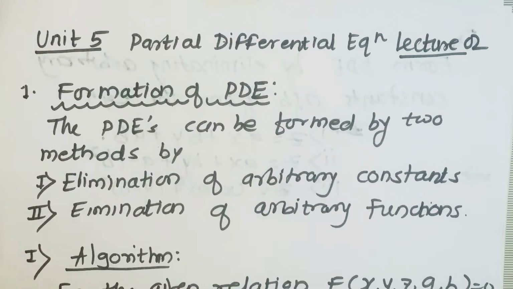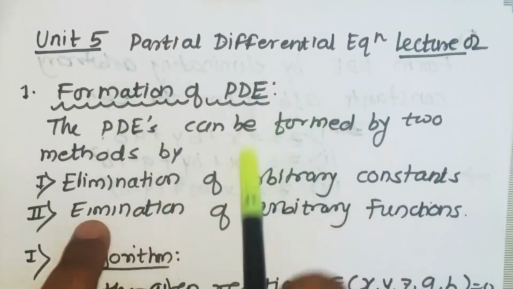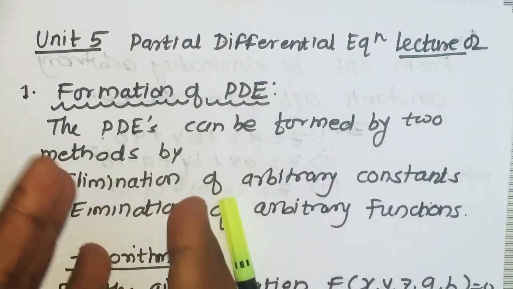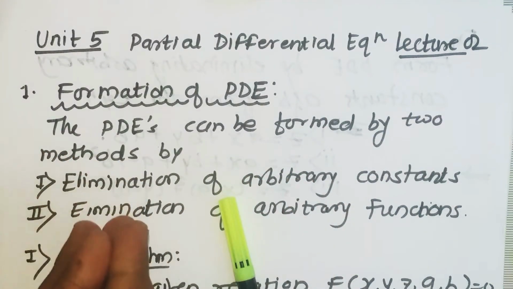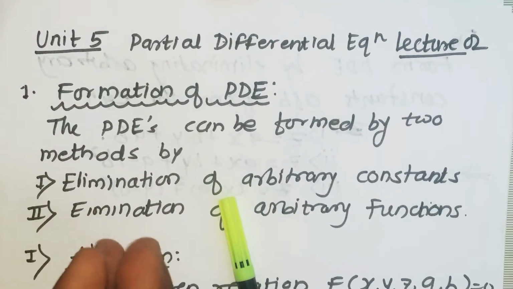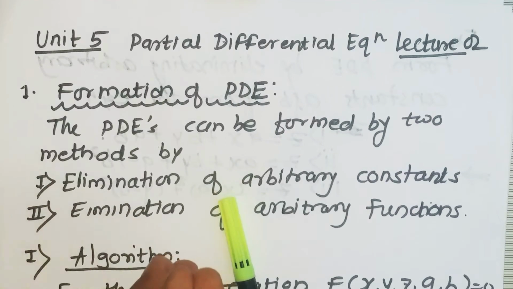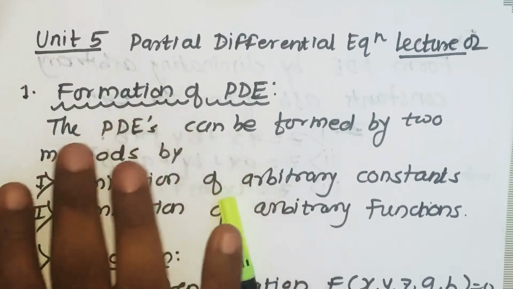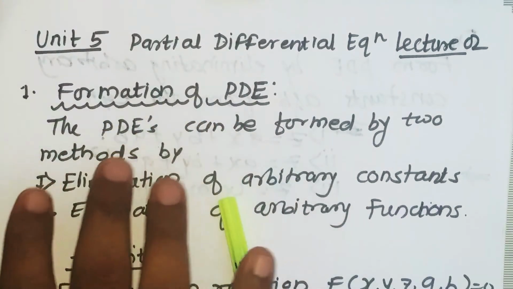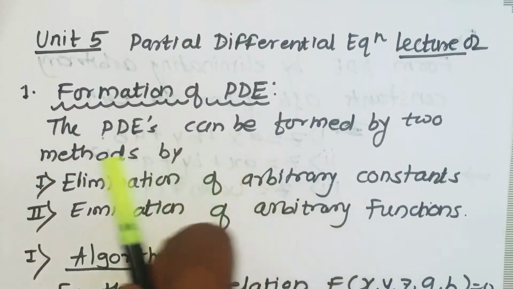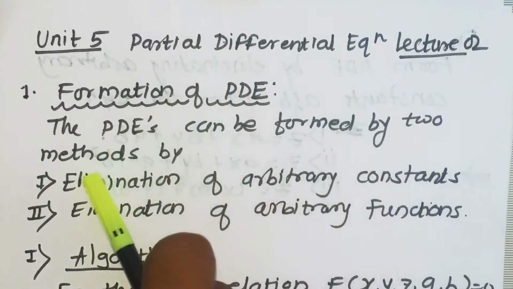First method, whenever the given solution of the differential equation involves arbitrary constants, and the second method, whenever the solution of the differential equation involves arbitrary functions. Depending upon that, the method of solving can be classified in two parts. The partial differential equation can be formed by two methods.